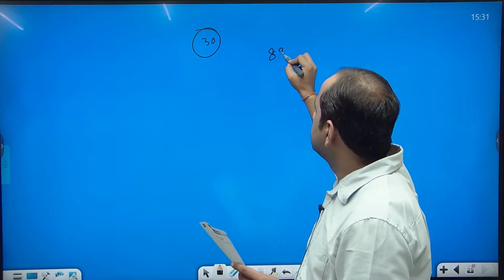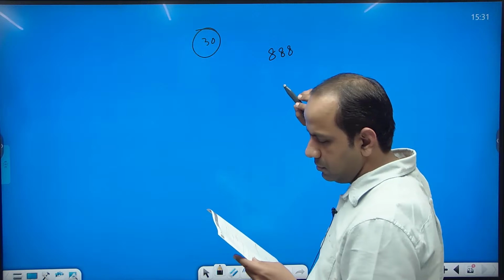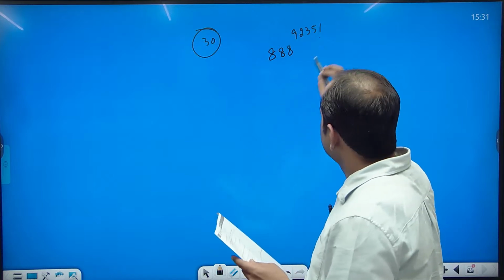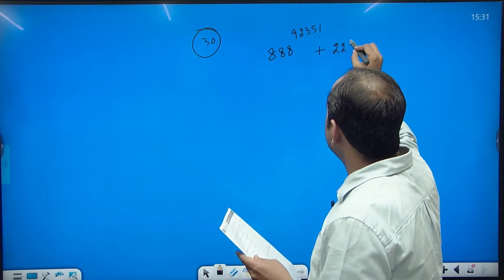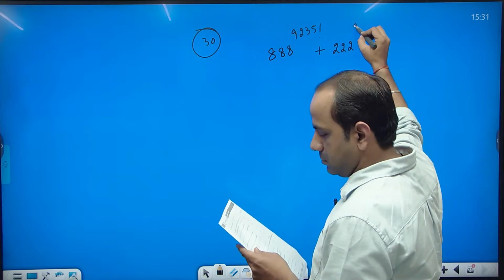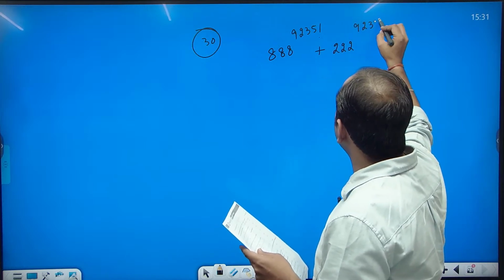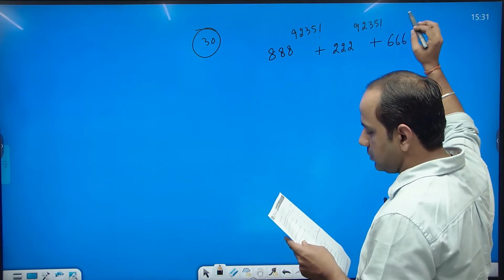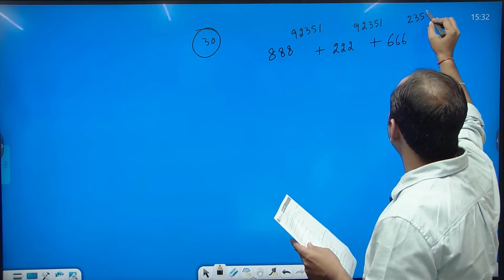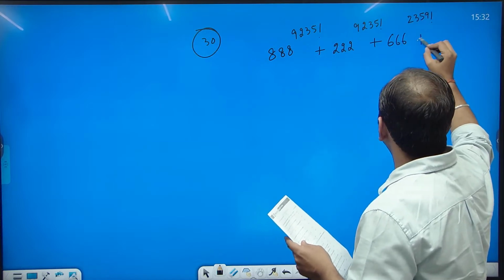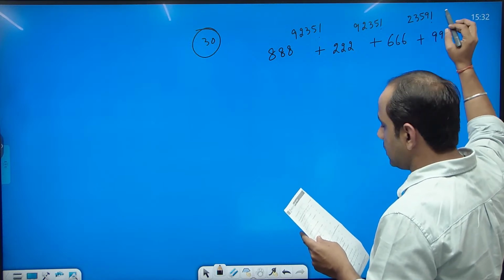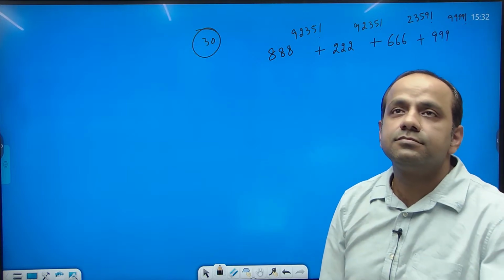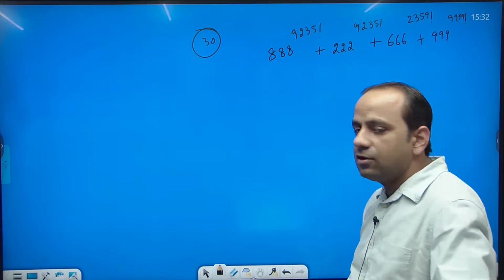888 raised to the power 9235 factorial plus 222 raised to the power 9235 factorial plus 666 raised to the power 2359 factorial plus 999 raised to the power 9999 factorial. We need to find unit digit.